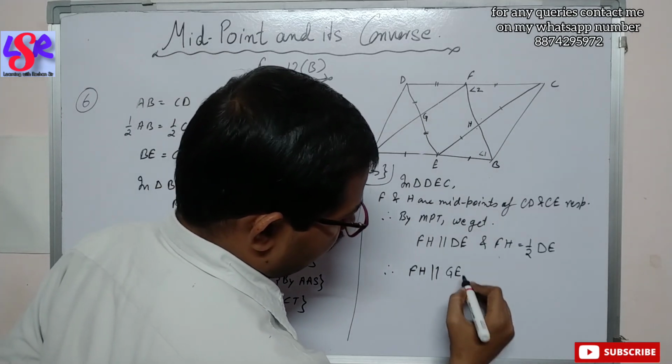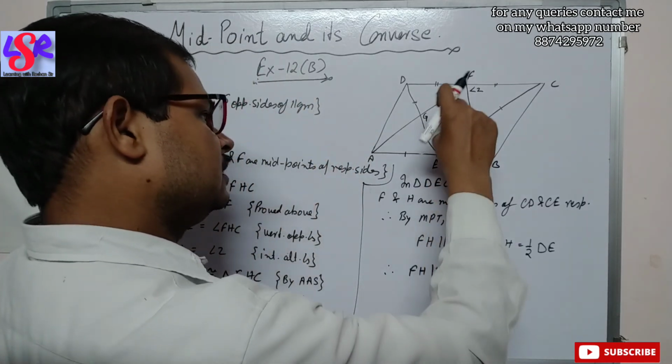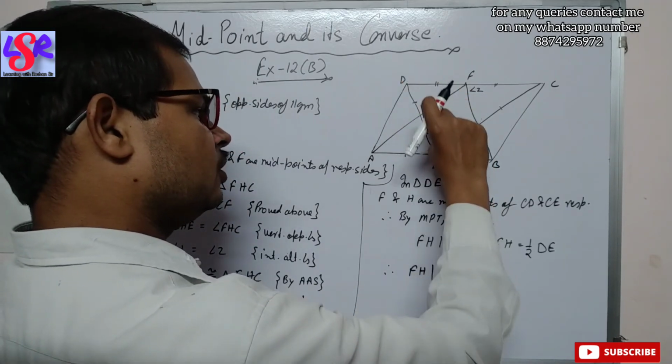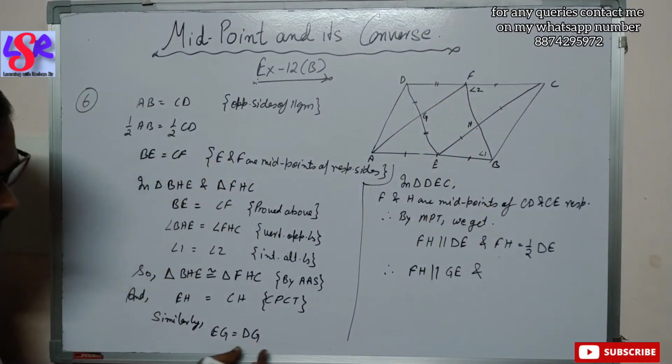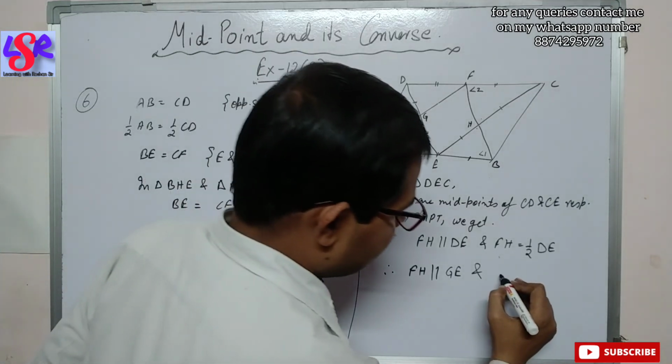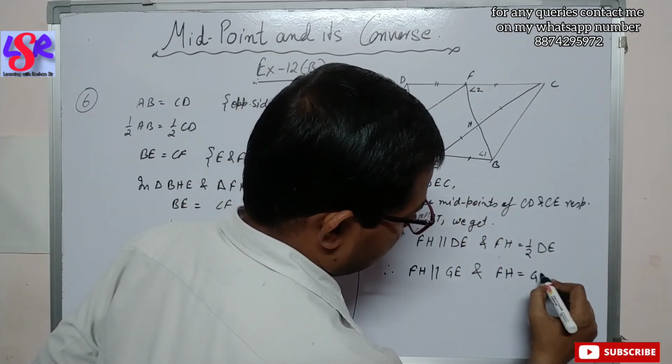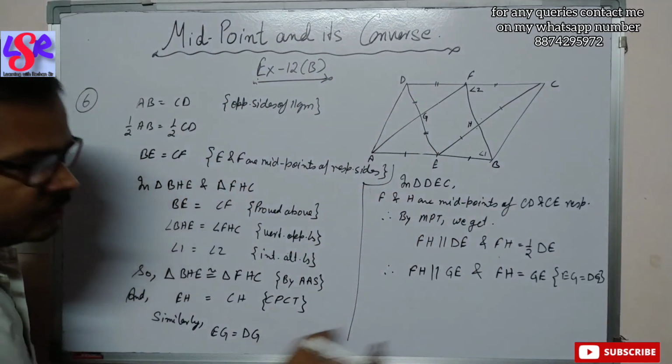अब जैसा कि FH इसका parallel है, therefore this FH is also parallel to GE. GE का भी parallel हो गया, and this FH will be equals to GE because DG और GE आपस में बराबर है. EG and DG are equal to each other. ये चीज हम लोग प्रूव कर चुके हैं. So we can write this one as FH is equals to GE because we have proved this one over here.